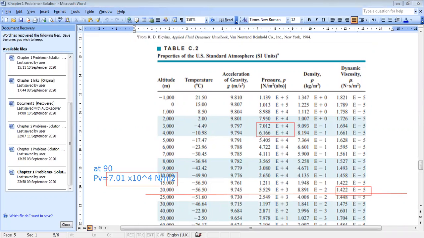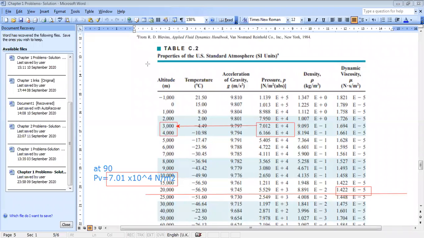So it is between 6.166 times 10 to the power 4 and 7.012 times 10 to the power 4. So I can be sure that my altitude will be between 3,000 and 4,000. Okay? Now, because 7.01 is very close to 7.012, I can say that the altitude is nearly 3,000. Or we can interpolate. Yes, if I want to be very specific, I interpolate.